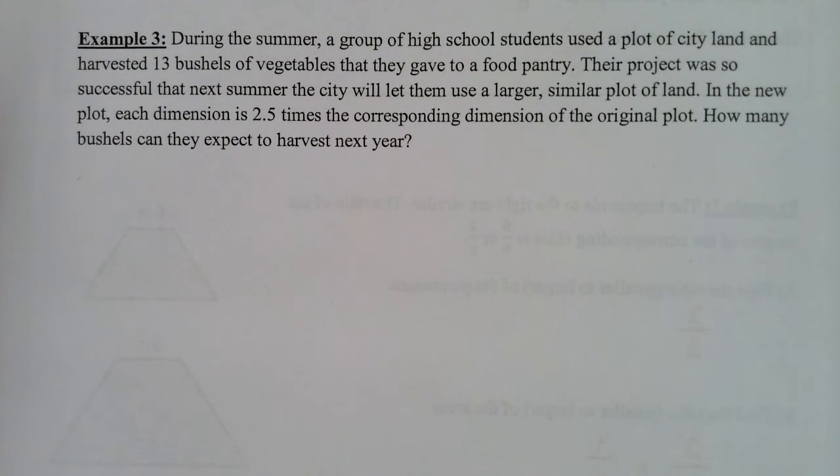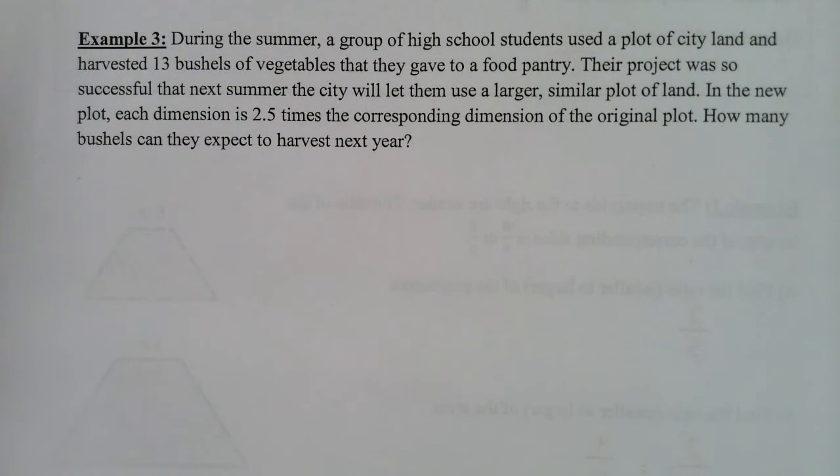All right, on to example 3. During the summer, a group of high school students used a plot of city land and harvested 13 bushels of vegetables that they gave to a food pantry. Their project was so successful that next summer the city will let them use a larger, similar plot of land. In the new plot, each dimension is 2.5 times the corresponding dimension of the original plot. How many bushels can they expect to harvest next year?